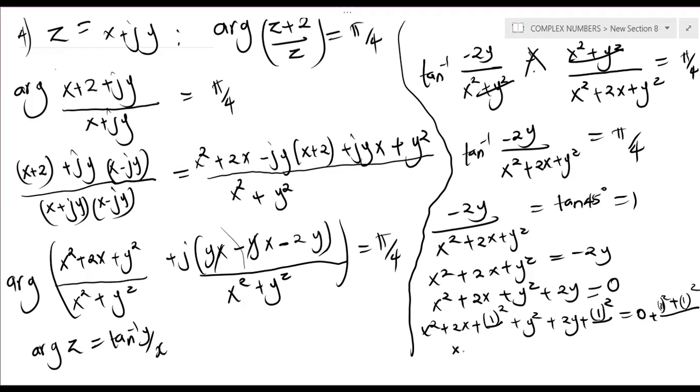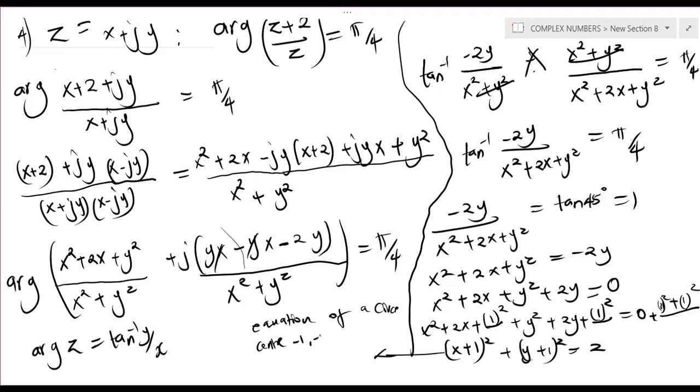So what does this give? This will give x plus 1 squared. And then this side, this will give y plus 1 squared. And this is equal to what? This is equal to 2. So clearly this translates to equation of a circle of center -1, -1. So this, let me write it here, translates to equation of a circle, and the center is -1, -1, and the radius is √2. So that's it on getting the locus of a point, guys.